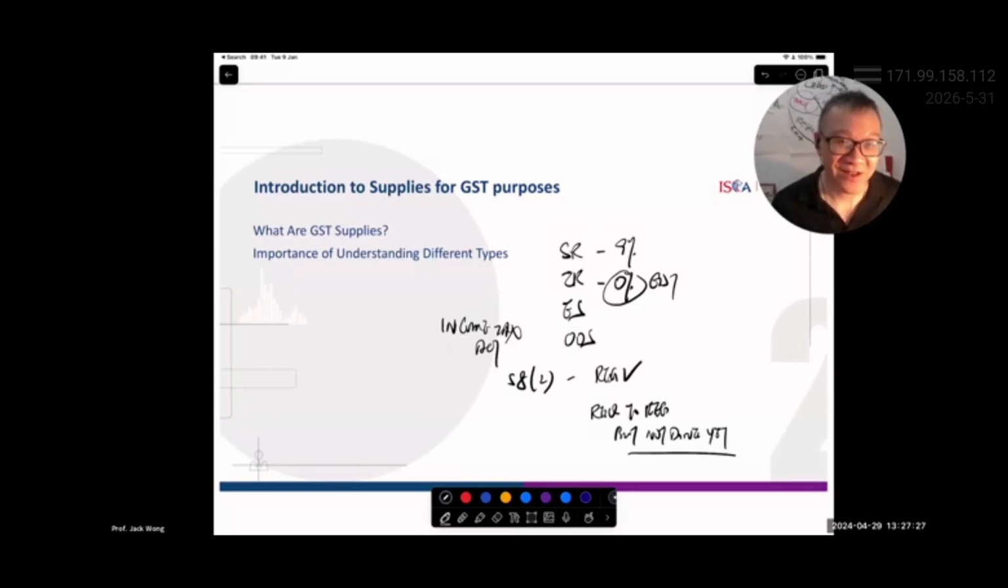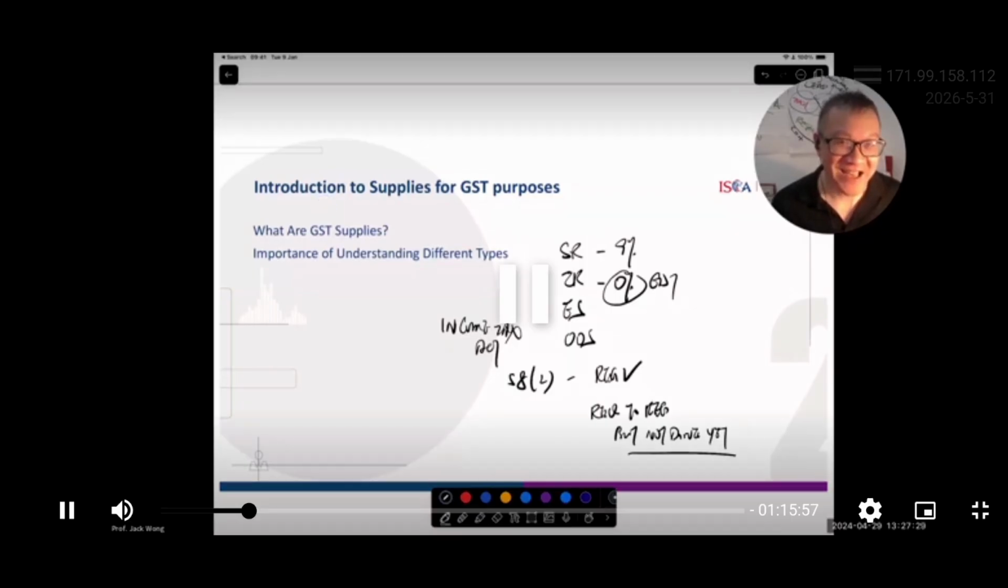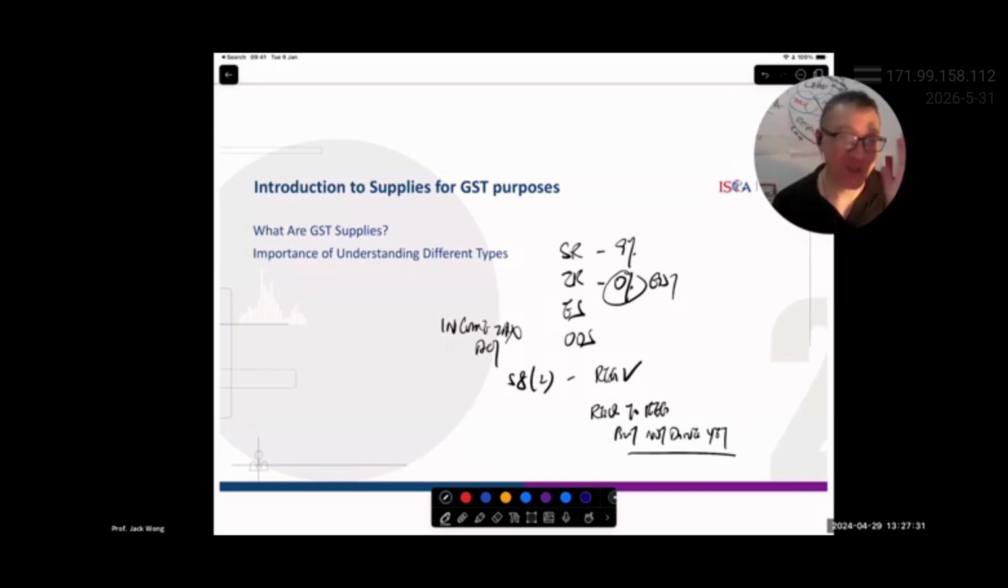So this is what we call one failure results in penalty for both GST and income tax purposes. So to understand the different types of supply can lead to incorrect filing of return, GST return, plus incorrect filing of your income tax return if you are not careful enough.